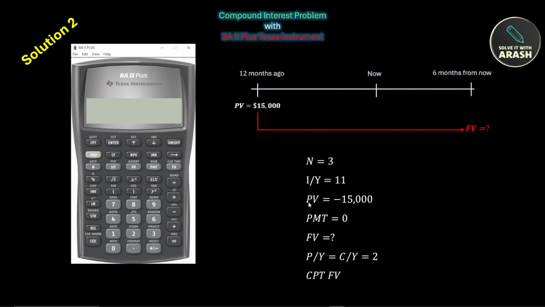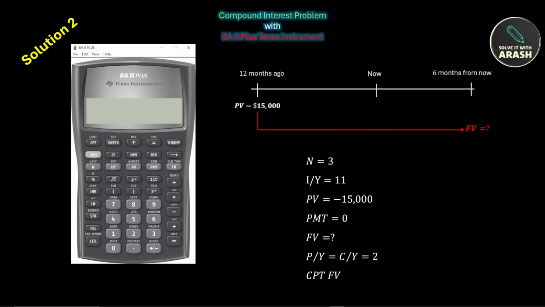So you might be thinking, why is it negative while the value is positive? In this calculator, we enter a negative value for PV in order to get a positive value for future value. If we enter a positive PV, then future value is going to be negative. So it's just a way to get a positive output. PMT equals 0. PMT stands for the monthly payments, and in this example, we don't have any monthly payments, so we enter 0. FV, that's what we want to calculate.